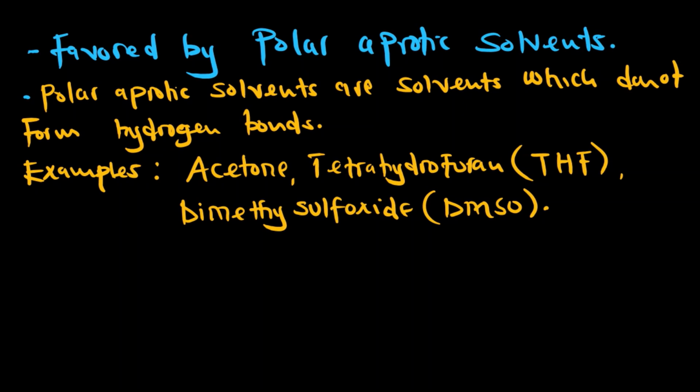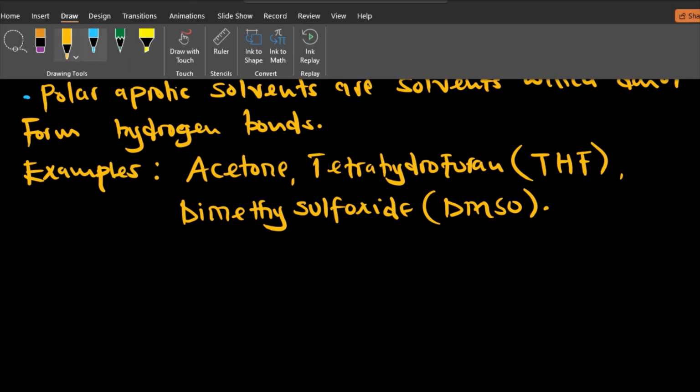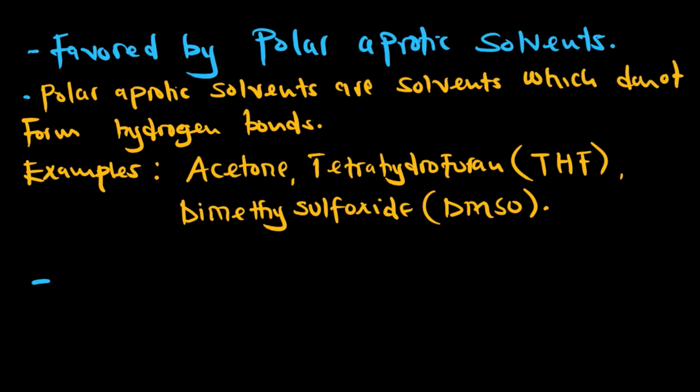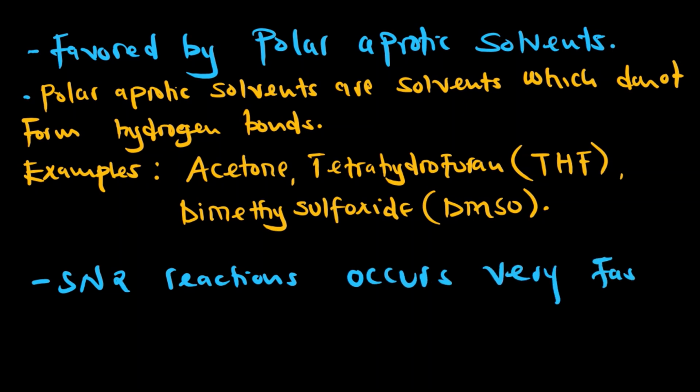So these are polar aprotic solvents, and these are the solvents which favor SN2 reactions. You need to know this. So whenever you see a solvent like this, just know that an SN2 reaction is taking place. All right. And then SN2 reactions occur very fast in primary alkyl halides as compared to secondary alkyl halides, and they occur very slowly, or they don't even occur in tertiary alkyl halides.